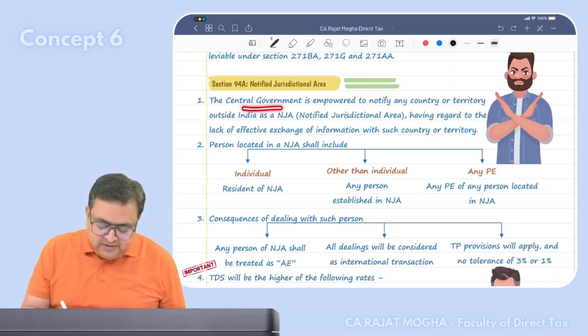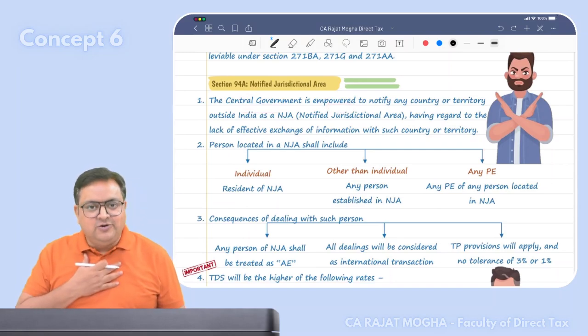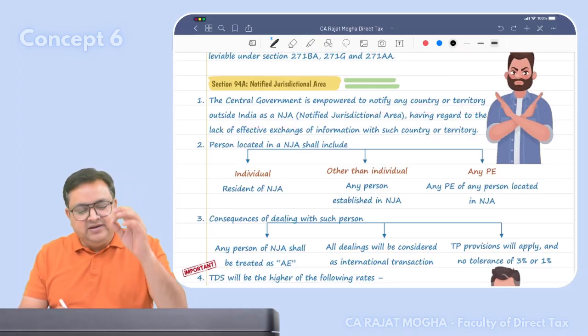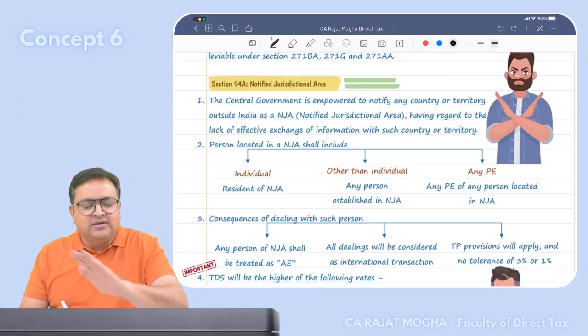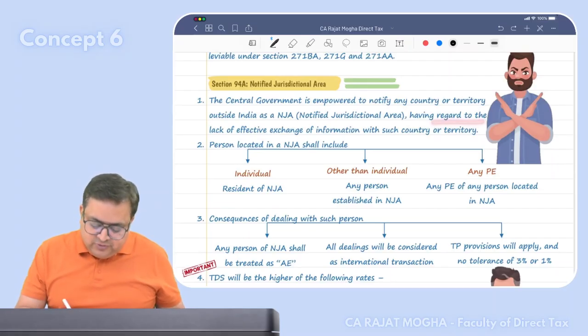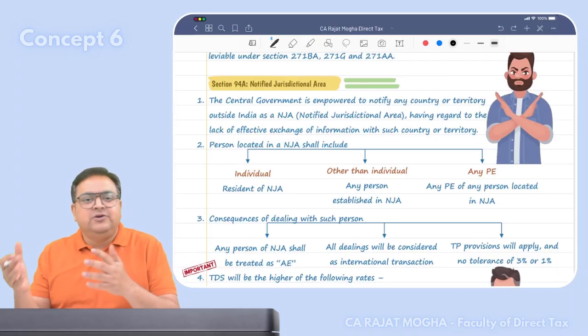The central government is empowered to notify any country or territory outside India as an NJ. At present, which one? No one. But earlier it was Cyprus. Why do we consider them NJ, having regard to the lack of effective exchange of information? Because they don't share information with us.